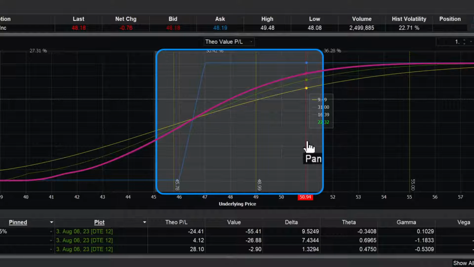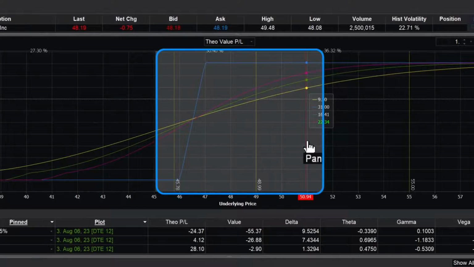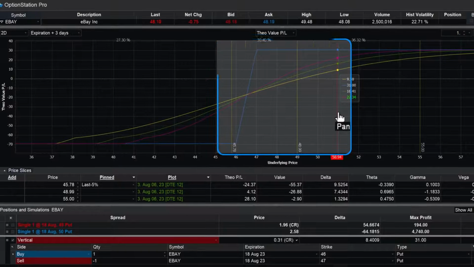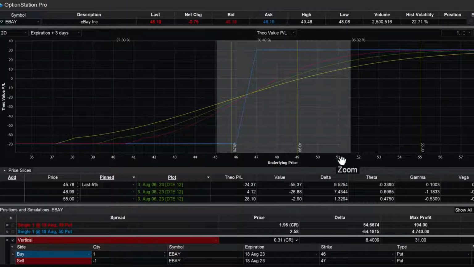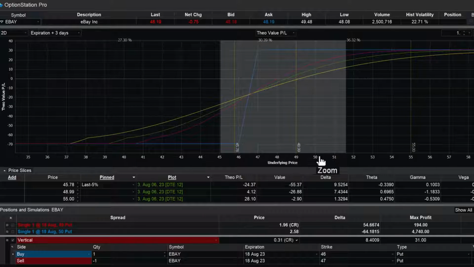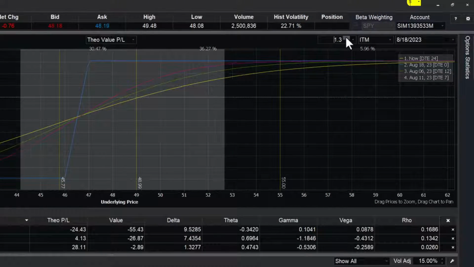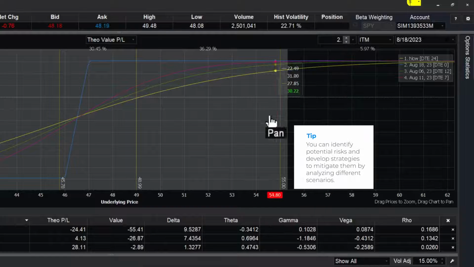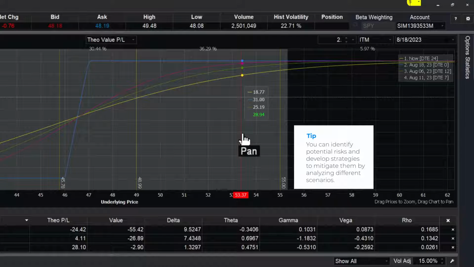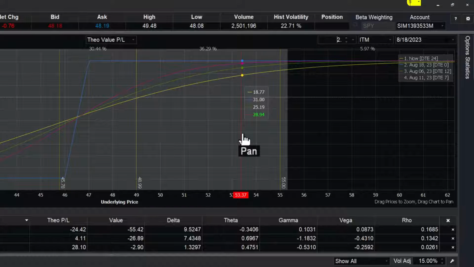The gray shaded area behind the graph is the maximum expected price movement of the underlying security based on one standard deviation up to the option's expiration. Use the box at the top right of the chart to adjust standard deviations. You can identify potential risks and develop strategies to mitigate them by analyzing different scenarios. This can help you make more informed trading decisions and reduce the likelihood of significant losses.